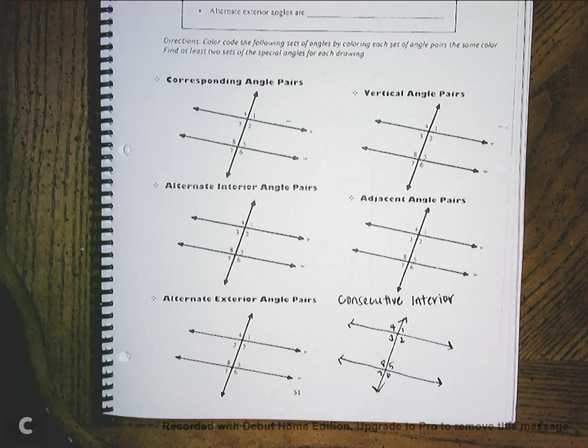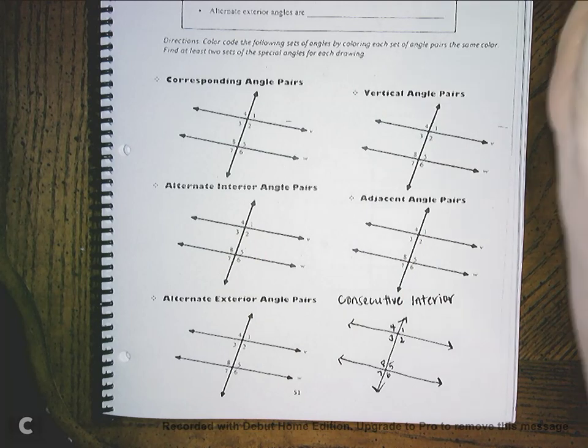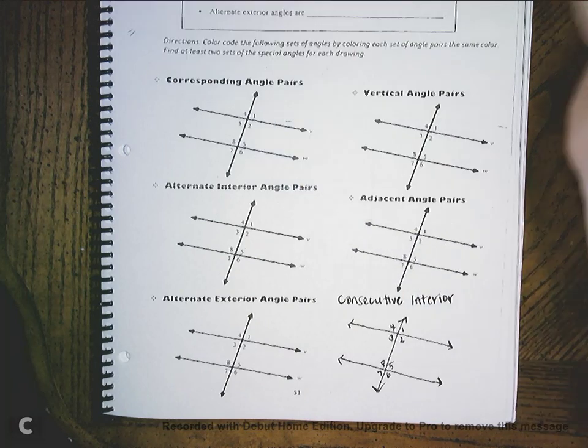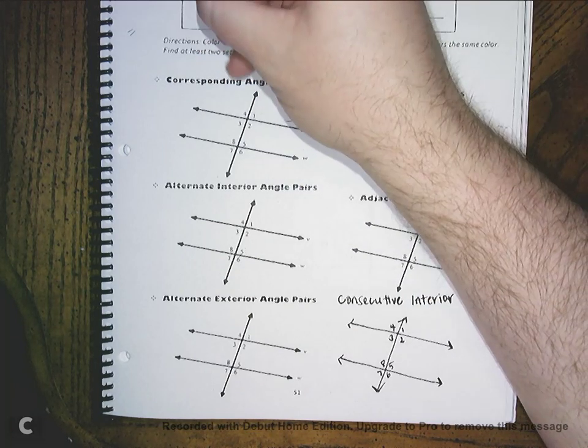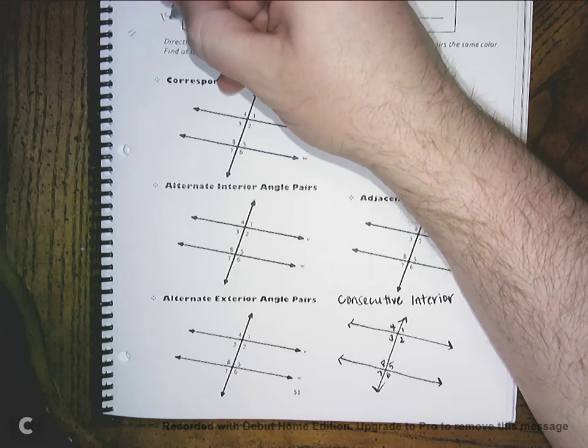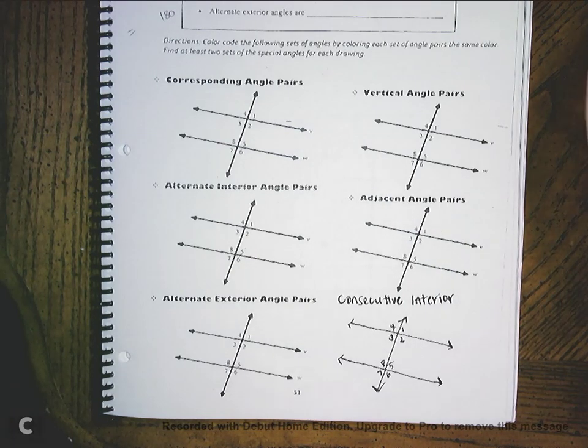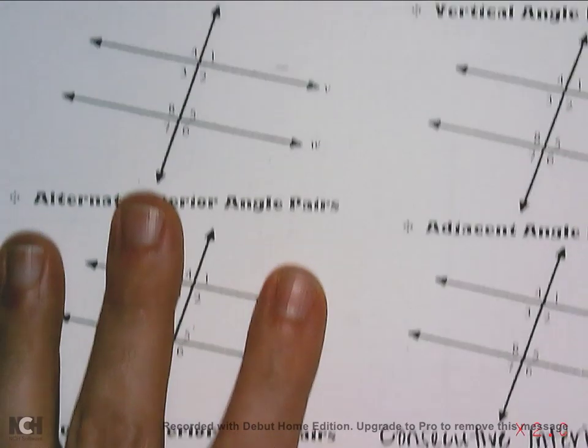And basically there's going to be two options. The relationship is going to be either equal to each other, or they are going to add up to 180, or they're going to be supplementary, right? So I'm going to zoom in here a little bit so you can get a better look at each of these that I'm talking about.